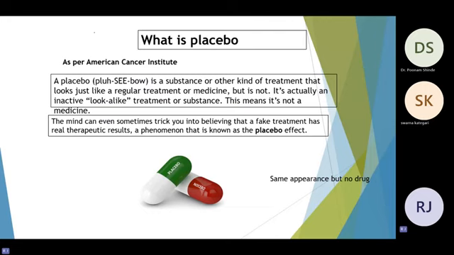Now, there are a few terms that we generally use for clinical trials. First we'll learn about those terms, then we'll try to design a clinical trial. The first term, and I think many of you might know it, is placebo. So what is placebo? As per the American Cancer Institute, a placebo is a substance or any kind of treatment that looks just like a regular treatment or medicine, but it is not. It is actually an inactive look-alike treatment or substance.